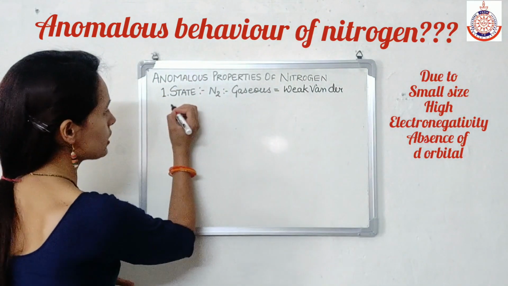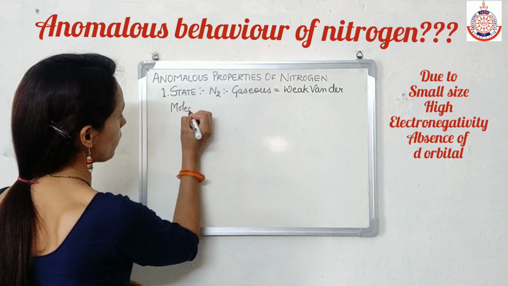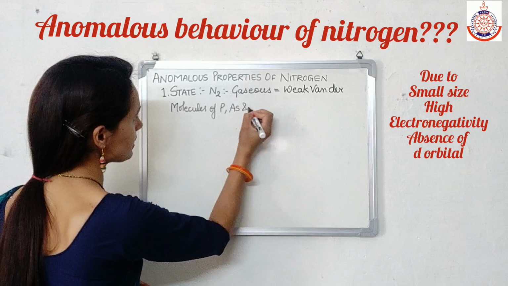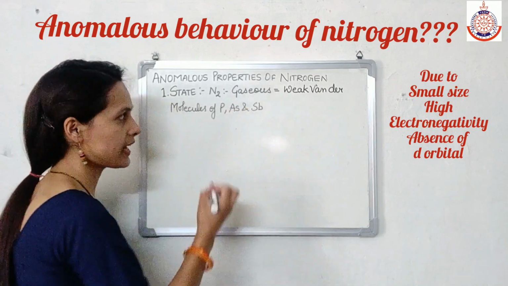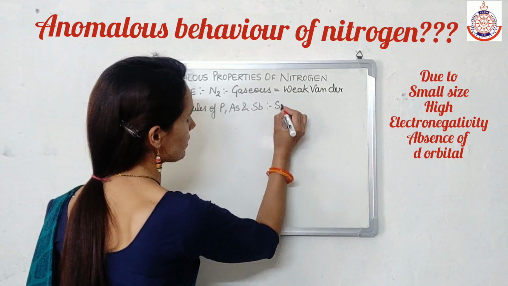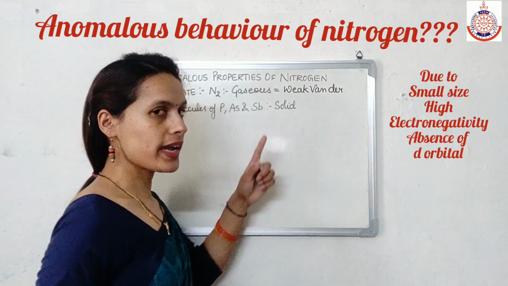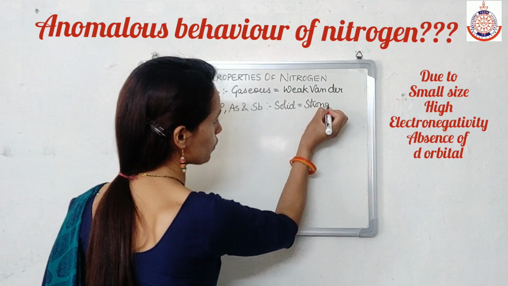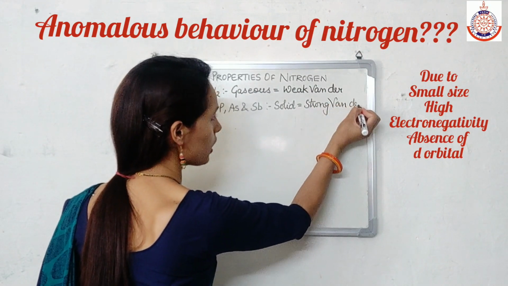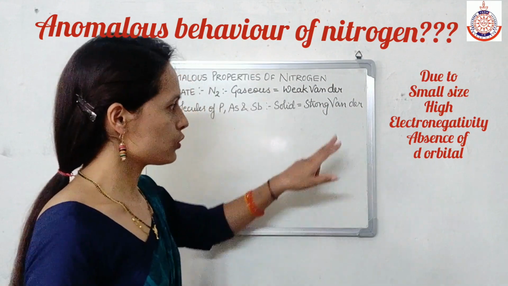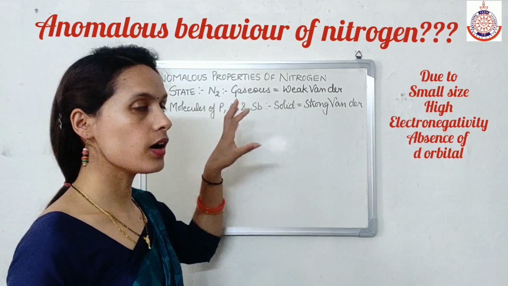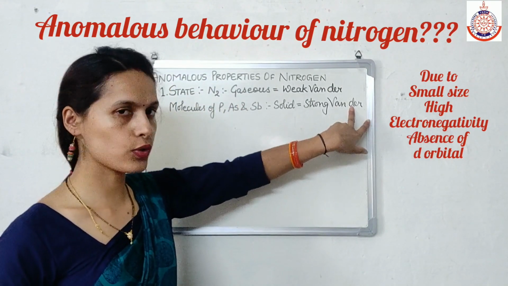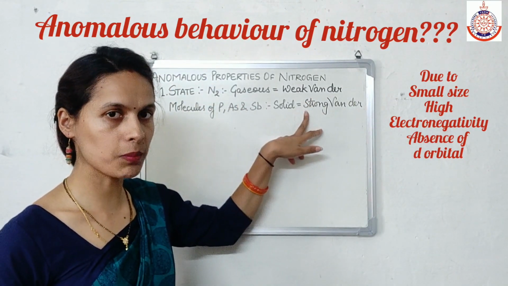But if we talk about the molecules of phosphorus, arsenic and antimony, they exist as a solid at room temperature. Why do they exist as a solid at room temperature? Due to strong van der Waals force of attraction. Due to a high molecular mass, they are held together by strong van der Waals force of attraction. Hence they are solid at room temperature.